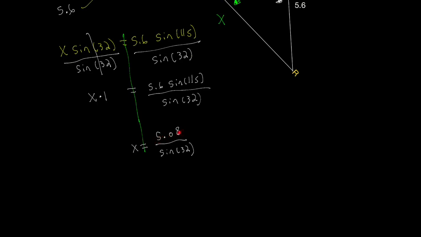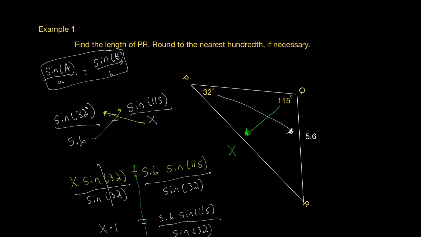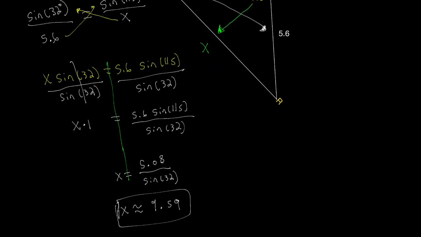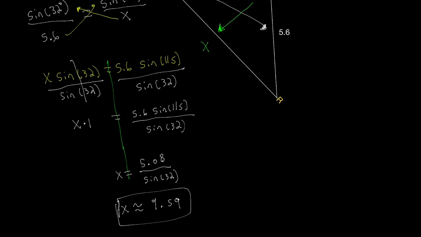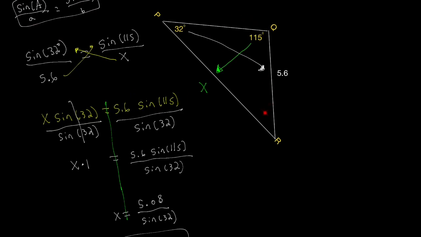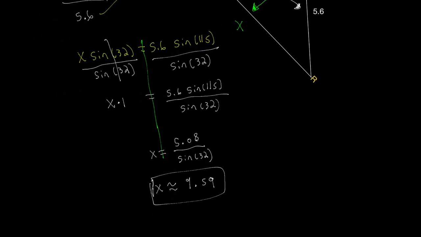So now I'm going to write 5.08 and divide it by sine of 32. And I am getting an approximation of 9.59, rounding to the nearest hundredth, because that's what the problem suggested. So we were able to solve a missing length from a triangle that's not 90 degrees. So cool. We've just extended our skill set.